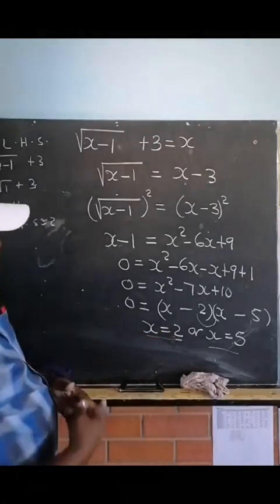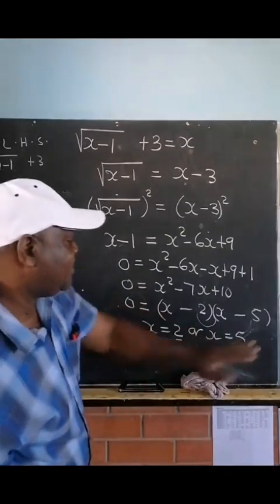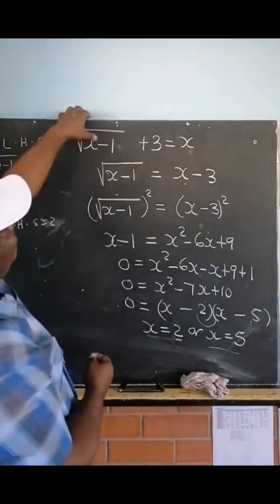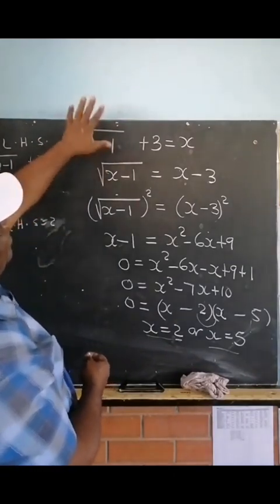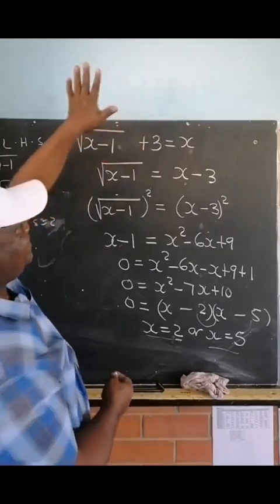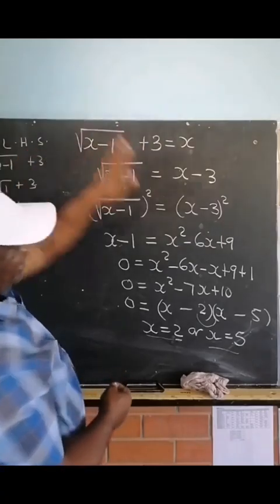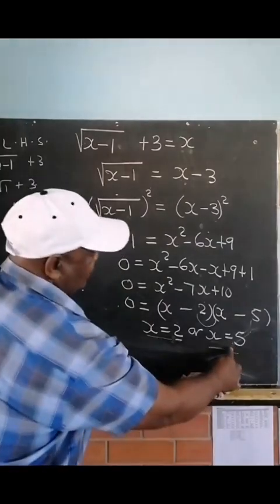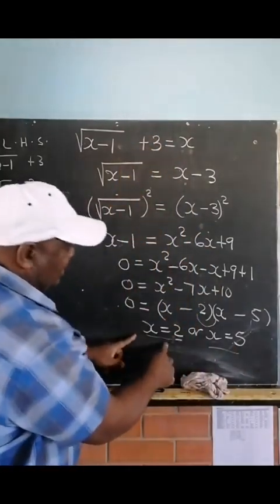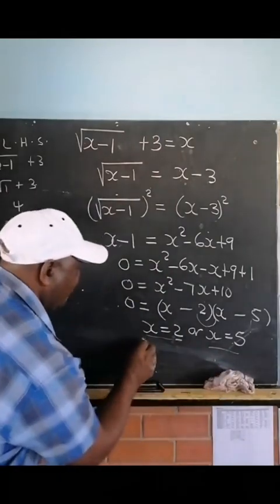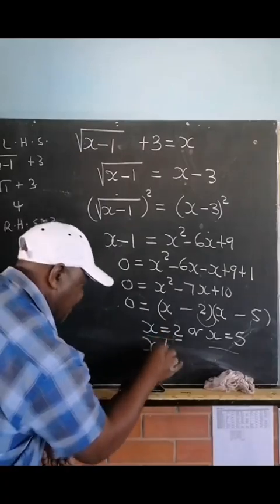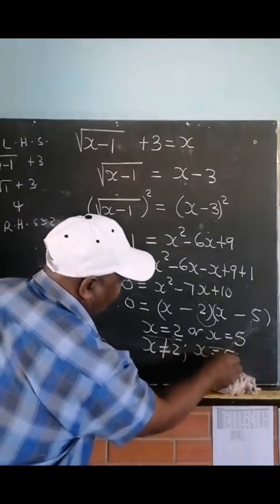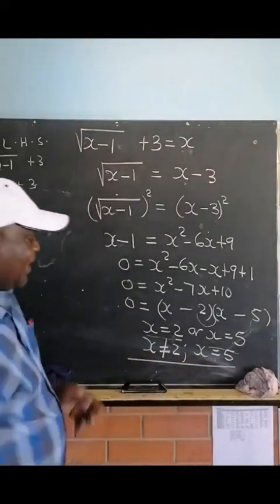Let's just check for formality's sake if x will be satisfied when we put x equal to 5. If I put 5 here, 5 minus 1 will be 4. The square root of 4 is 2. 2 plus 3 is 5. So the left hand side is 5. On the right hand side, if I put x equal to 5, the right hand side is 5. So this satisfies the original equation, but this does not satisfy. Therefore, I am going to show a rejection of this. X is not equal to 2, but x is actually equal to 5. Your solution must end there.